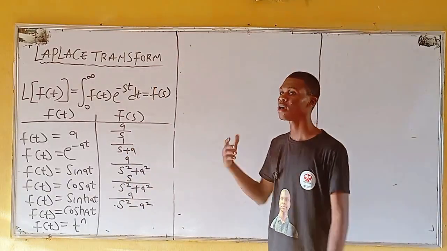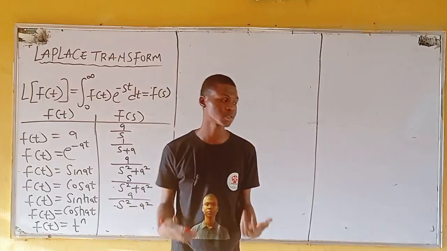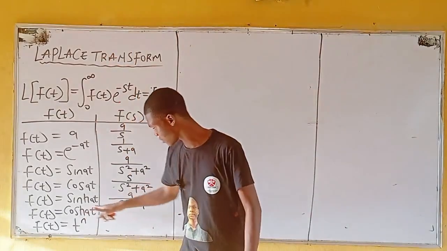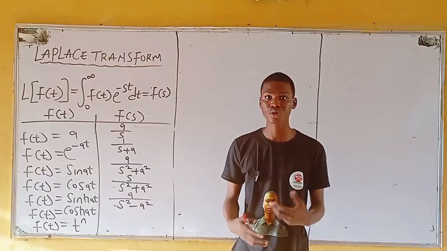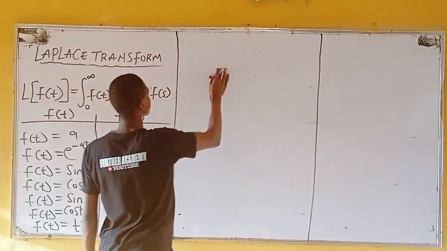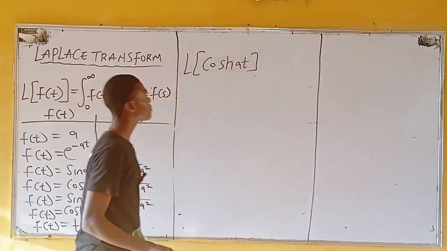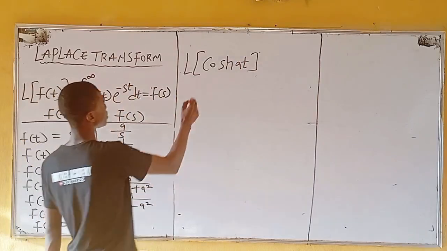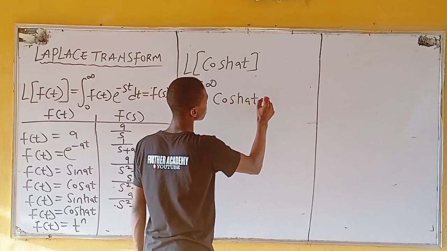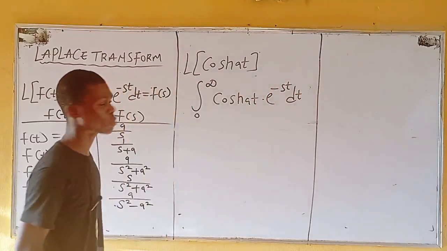But the way we are going to solve for cosh at, we are using the shortcut, or you say the faster method, the easiest method. Meaning, the way you found the Laplace transform of sin at, it works for this also. But we want to see the other way we can solve it. Now, question given: find the Laplace transform of cosh at. When we say find the Laplace transform of cosh at, meaning integral from 0 to infinity of cosh at multiplying e to the power of negative st dt, right? Any question on this?